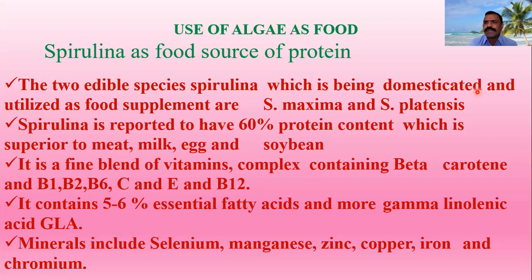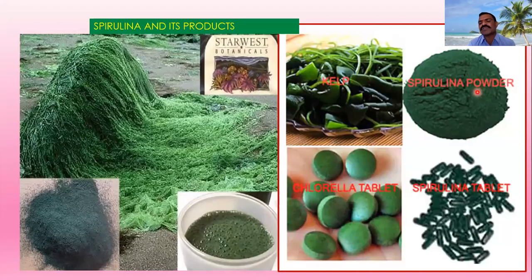My dear friends, remember, the B complex like B1, B2, B6 and vitamin C, E and vitamin B12 are also rich sources of vitamins present in spirulina capsules or spirulina algae. Along with these vitamins, they contain 5 to 6% essential fatty acids, like oleic acid and linoleic acid, which belong to the fatty acids. Minerals include selenium, magnesium, manganese, zinc, copper, iron, and chromium. These minerals are also present in the spirulina plant body.